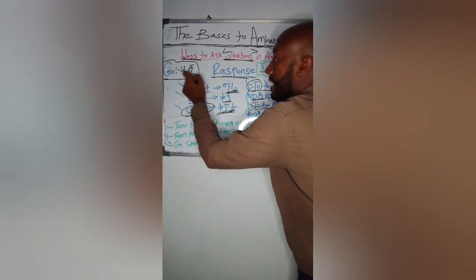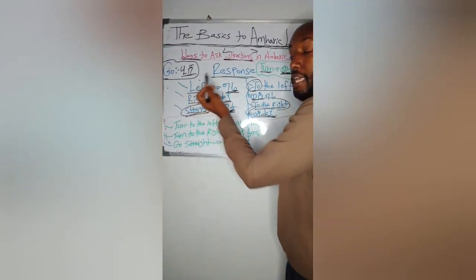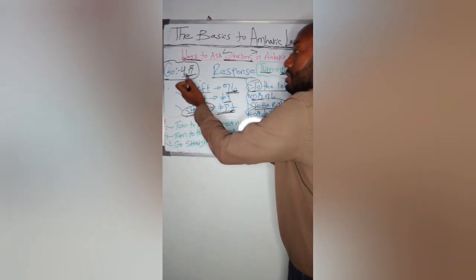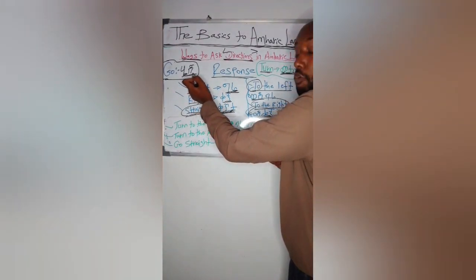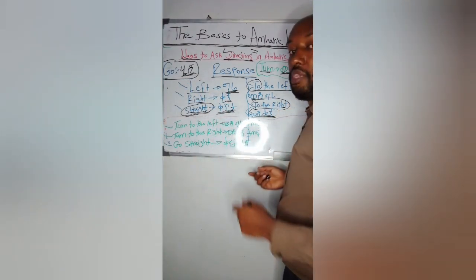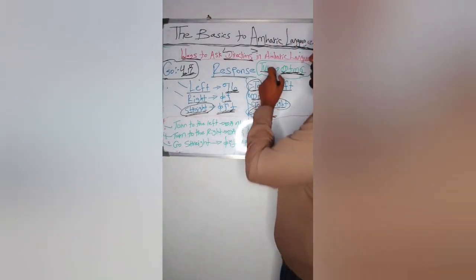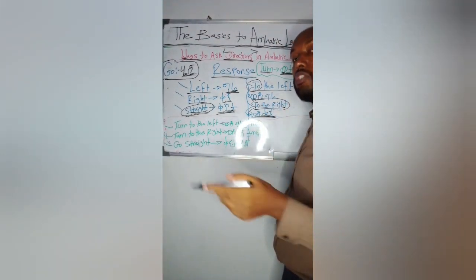Go means ሂድ. This one is a subgroup of alphabet ha, hu, he. This one is he. This one is a subgroup of alphabet da, du, di, da, de, d. Heed means go. Turn means መታጠፍ.